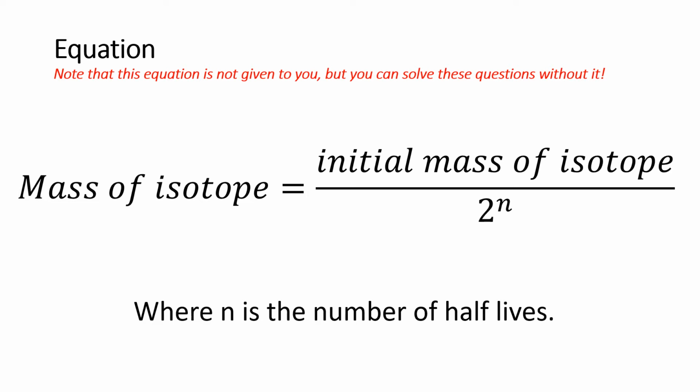And similarly, if there are 3 half-lives that have passed, we will divide it by 2, and then we'll divide it by 2 again, and then we'll divide it by 2 again, because this is 2 to the power of 3, because the 3 half-lives have passed. Now that is a little difficult to get your head around, and so we will be doing some example calculations to help you.